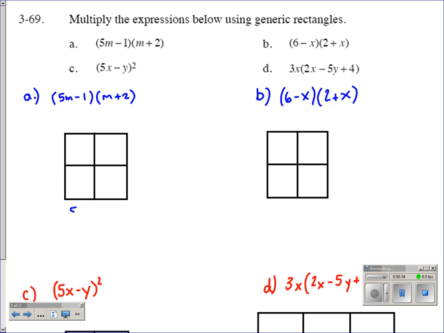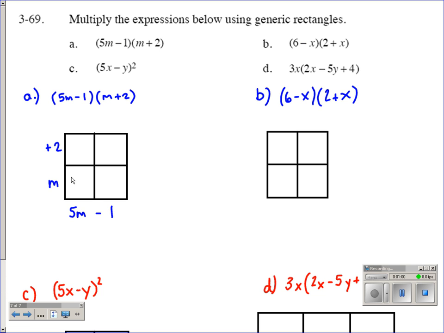For this side here, I'm going to do 5m minus 1. And for this side over here, I'm going to do m plus 2. Now, does it matter if I do my m plus 2 on the left side or if I put it on the bottom? No, it does not. I could flip-flop them there, and I would still end up with the same answer. So let's go ahead and find the area of each part.